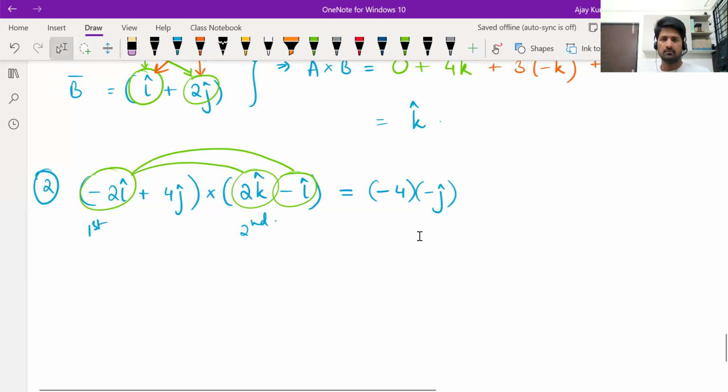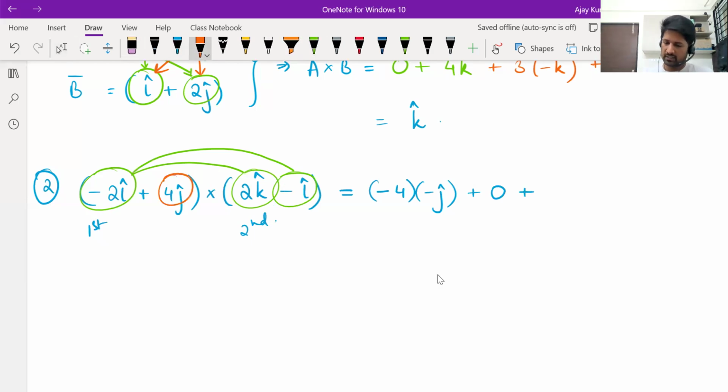Sir, it'll be 0 only because i cross i is 0. Correct. Then next two: 4 J cap cross 2 K cap. Aishwarya, how much is this? 8 I cap, sir. 4 twos is 8. J cross K is I. Okay. So 8 I cap.